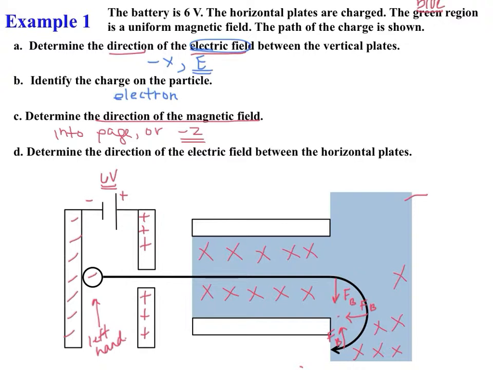Now we're asked to determine the direction of the electric field. Well, we said that our force has to be going downwards. This is my downward magnetic force. That means I need to have an upward electric force. In order for my negative charge to have an upward electric force, I need to have positive charges here, and I need to have negative charges down here. So now I can see that my electric field is going to go from positive to negative, or up to down. So again, this is a negative y direction.